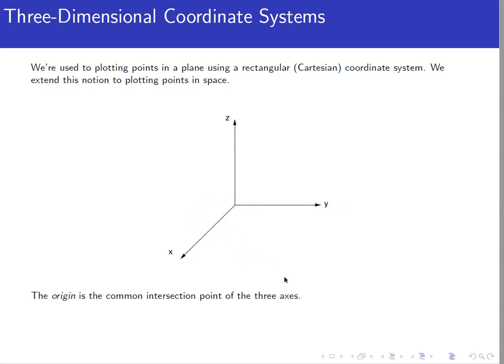Much like when we're plotting in 2 dimensions, or doing a rectangular coordinate system, the origin is going to be our intersection point of the axes. So the point here, that's where the common intersection of the x, y, and z axes will be the origin.